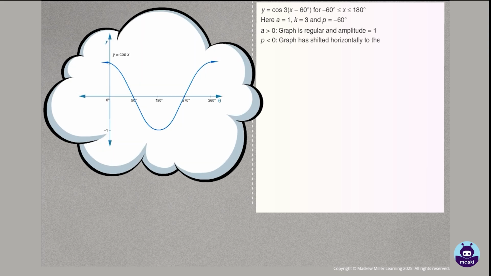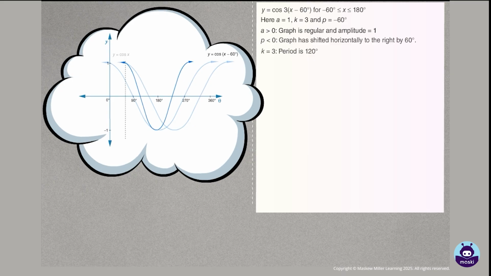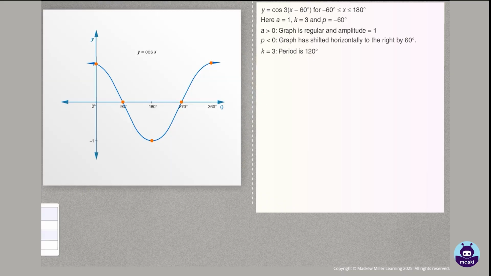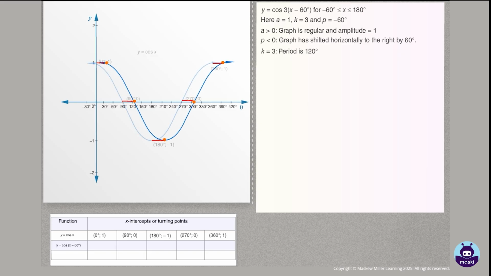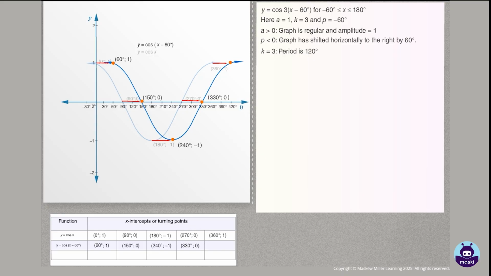Here, p equals negative 60 degrees. Since p is less than 0, the graph is shifted horizontally to the right, and since k is equal to 3, the period of the graph is 1/3 of the period of the graph of the function y equals cos x. Observe the critical points on the graph of y equals cos x, which are either the x-intercepts, the maximum turning point, or the minimum turning point. When the graph shifts to the right, all points in the graph also shift to the right. Hence, these critical points will also shift to the right, that is, in the positive direction by 60 degrees.